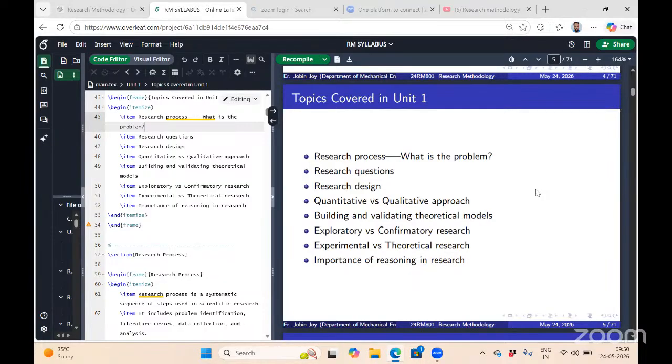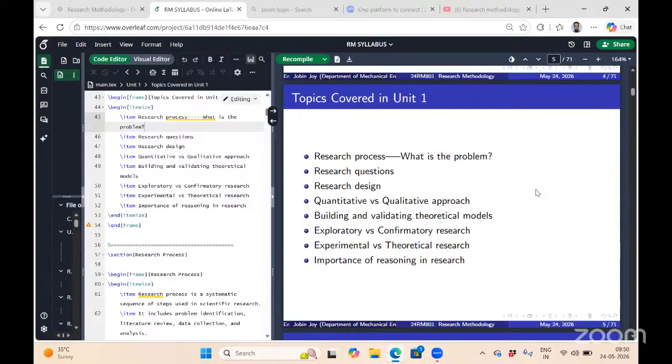For example, laboratory testing of materials. You will be testing materials inside the laboratory. That is an example of experimental research. Machine performance experiments, mathematical fluid analysis, robotics simulation studies, are examples of theoretical research. Heat transfer equations are an example of theoretical research.